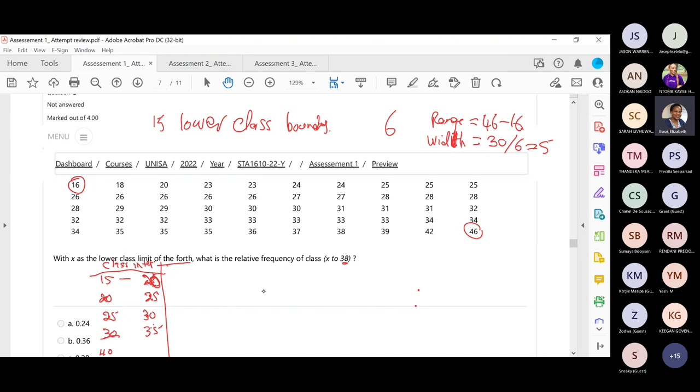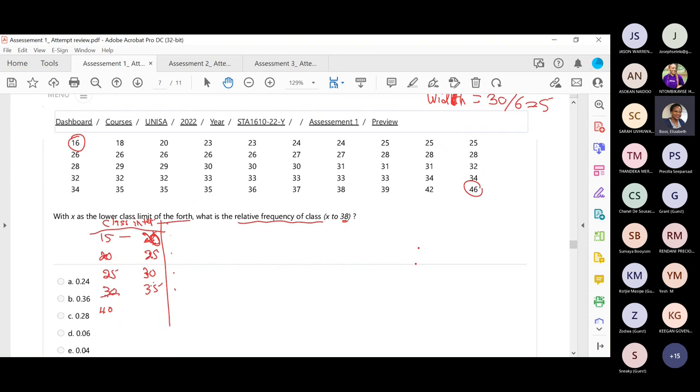Because then if the fourth class limit is 30, and that is 38, they're asking what will be the relative frequency of that class. So it means we now need to count how many fall within each and every one of them. So if this is between 30 and 38, then it would make sense to count from 30 to 38. But it cannot be 30, because 30 will end at 35. Unless for this question, there was an errata on this one. I'm not convinced. So let's just see.